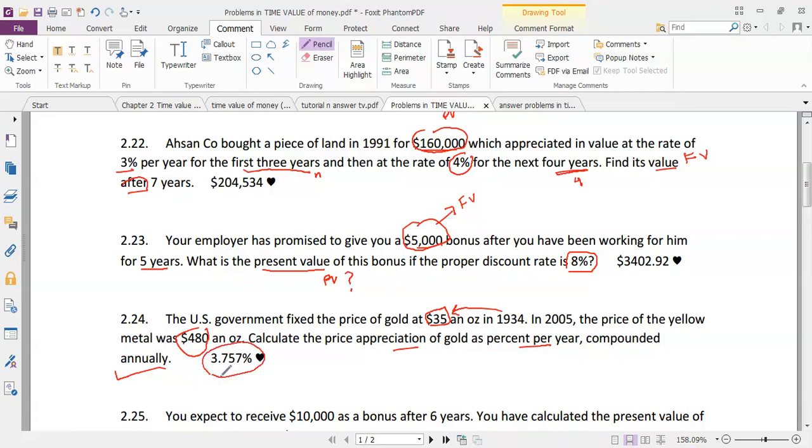So the answer is 3.757. Dia suruh cari the R. The 35 is the present value in 1934, and in 2005 the metal is 480, the future value. So we need to determine what R is. The future value is already there, the present value is already there, the R is the unknown. What is N? What is the amount of N?